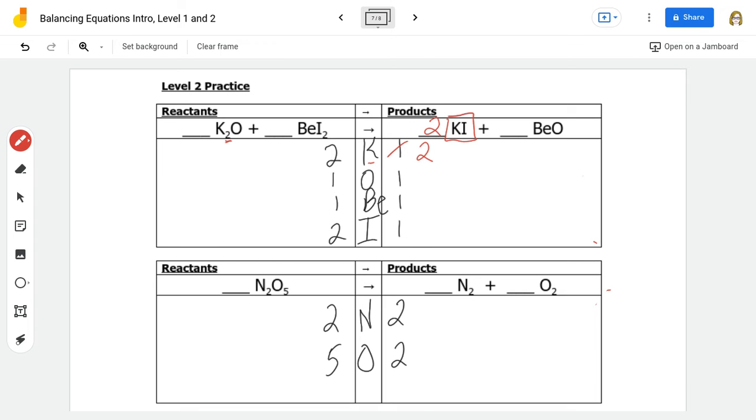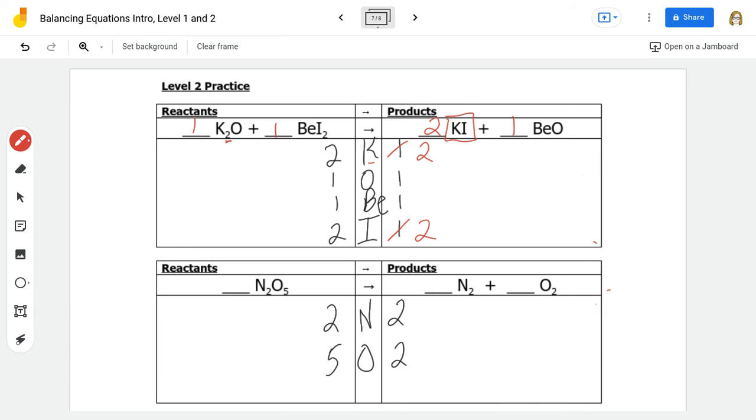It is going to make everything go up. So it's also going to make my I go up to 2. But that's good because I needed that. And that actually makes everything even. The O and the B, E, I don't want to change. So we're going to leave all my other coefficients at 1. And we're going to look now at our next one.